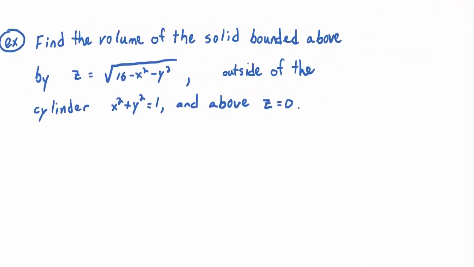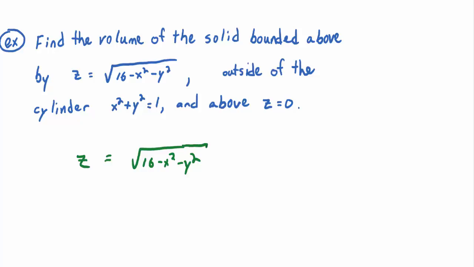Let's find the volume of the solid bounded above by z equals the square root of 16 minus x squared minus y squared, outside of the cylinder x squared plus y squared equals 1, and above z equals 0. Let's start with z equals that square root of 16 minus x squared minus y squared.